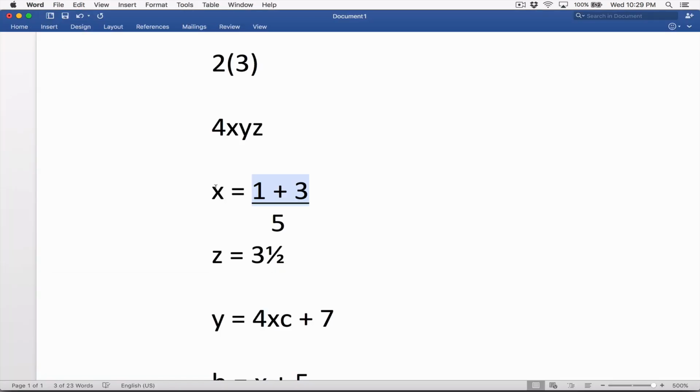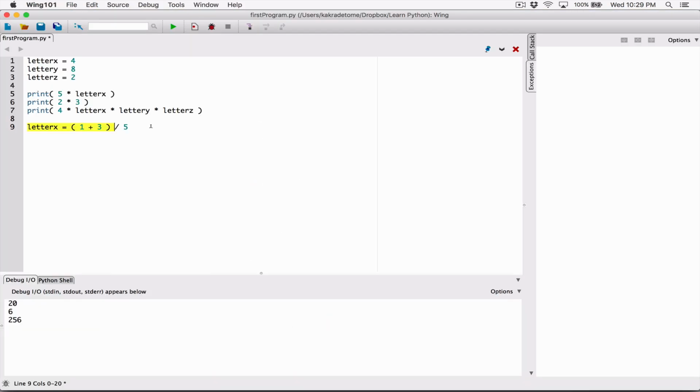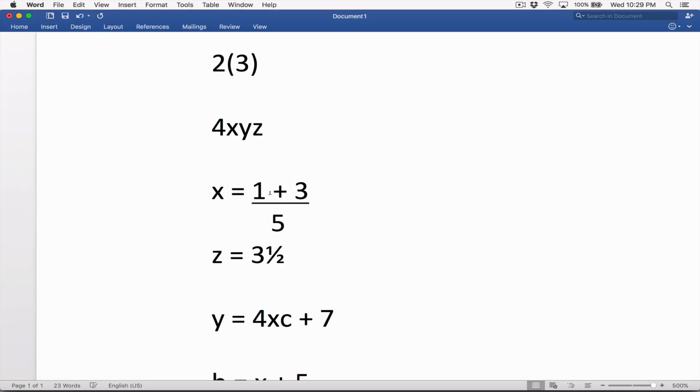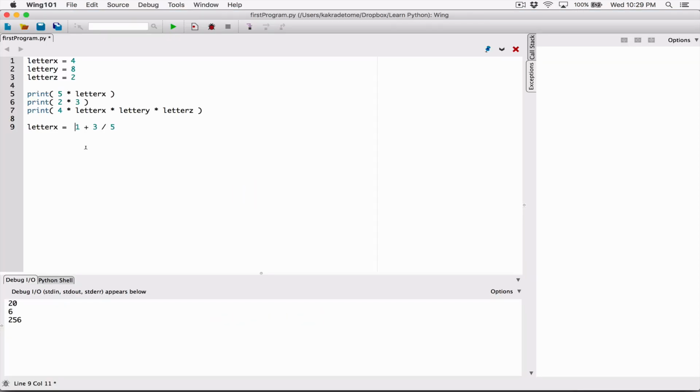Because we want 1 and 3 to be evaluated first. If we don't put the parentheses there, then based on the order of operations, division has a higher precedence than addition. So the operands of the division sign, 3 and 5, will take effect first, before the result is added to 1. But we want 1 plus 3 to be added first before the result is divided by 5. So we surround 1 and 3 with parentheses. All right, so that's how we would write something like that in programming statements.